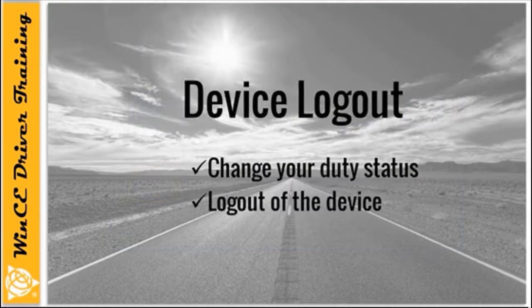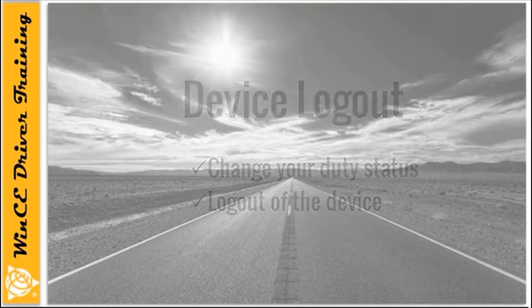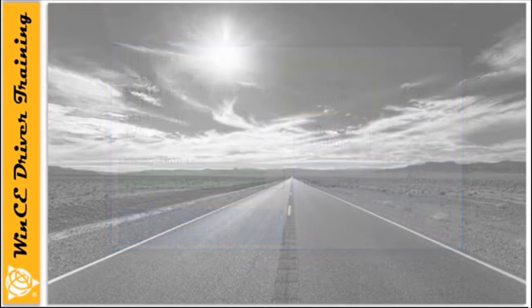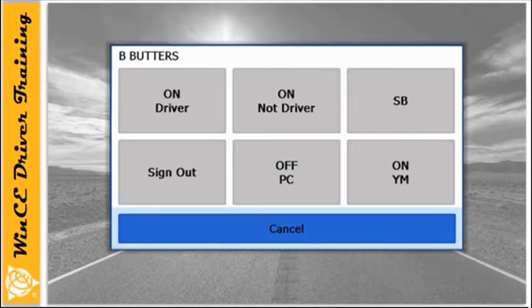This is the device logout module. You will learn how to change your duty status and log out of the device. To log out of the device, you will need to be in the driver overview screen. From this screen, you will first begin with selecting the Change Status button. Since you will be logging out of the device, you will need to choose the Sign Out option. This will begin your logout process.